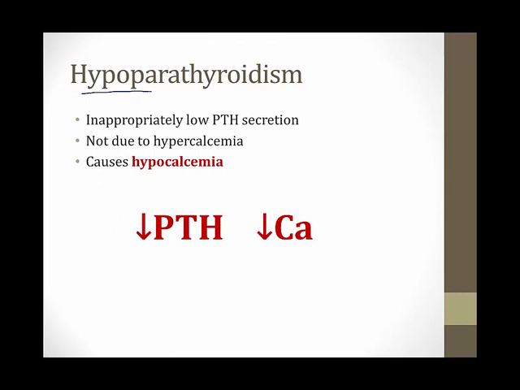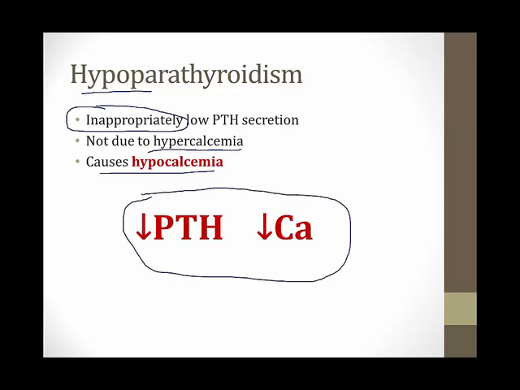This is where you have an inappropriately low PTH secretion from the parathyroid gland. And once again, the word inappropriate is important. This means it is not due to hypercalcemia. And when you have hypoparathyroidism, you will develop hypocalcemia. And I've written the serum findings on the screen once again. In hypoparathyroidism, you have a low PTH level and a low calcium. And this is backwards. You should only have a low PTH level when the calcium is high. In this case, both the PTH and calcium level are low, and that's a tip-off that something is wrong.